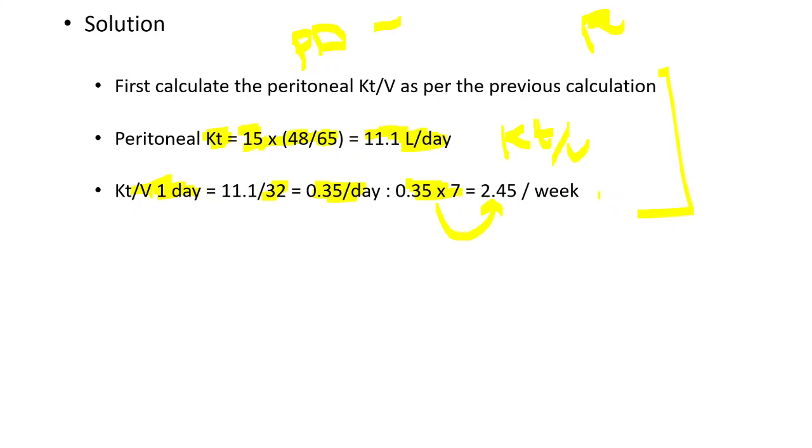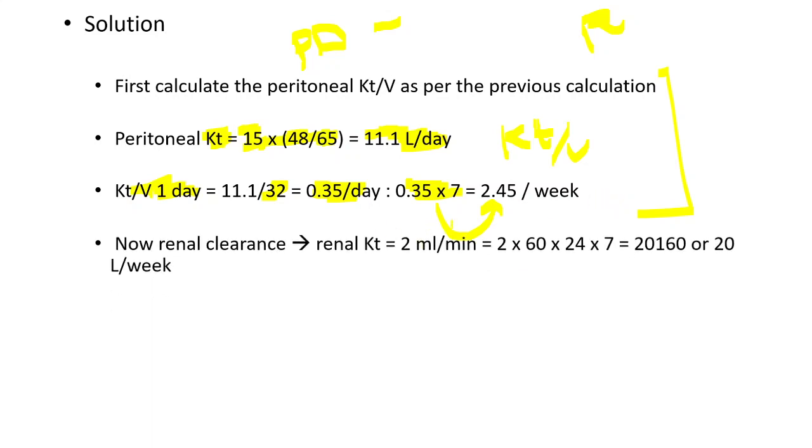residual renal function Kt/V. How to calculate? Whatever they have mentioned is 2 ml per minute. So we need it for a week. So minutes have to be converted into hours and then into days. So 2 into 60 minutes per hour, into 24 hours in a day. We need it for 7 days. So if you multiply all this, we are getting around 20 liter per week.